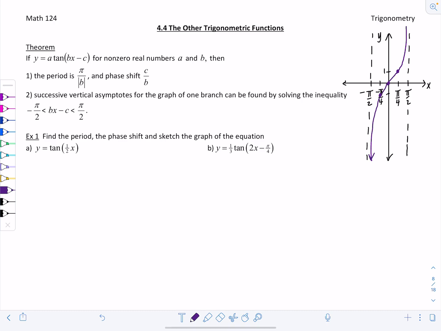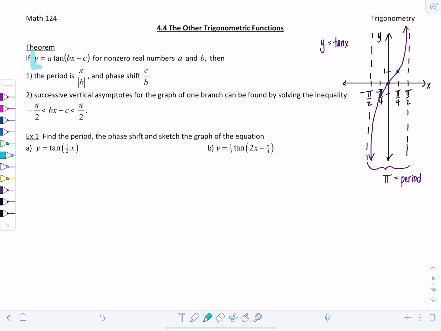And this is one complete period. Notice from negative pi over 2 to pi over 2 is pi. So that's one period. That's different than sine and cosine. Remember, sine and cosine's period is 2 pi. That's how long it takes to complete a cycle of the graph. Tangent is half the time. Okay, so now let's see here.